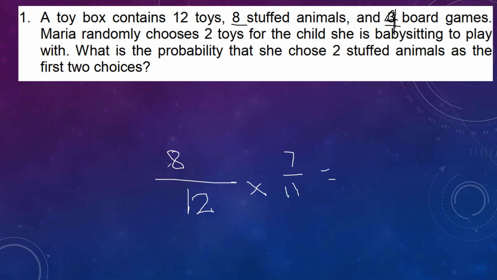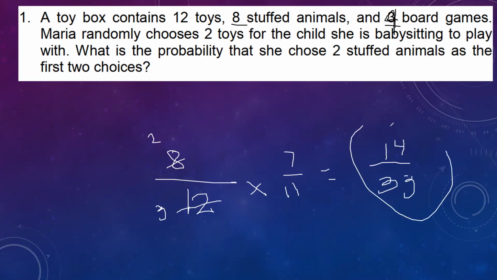So, lowest term lang natin. This is both divisible by 4. This is 2, and this is 3. 2 times 7, 14. 3 times 11, 33. Okay. Clear? Yan po yan.